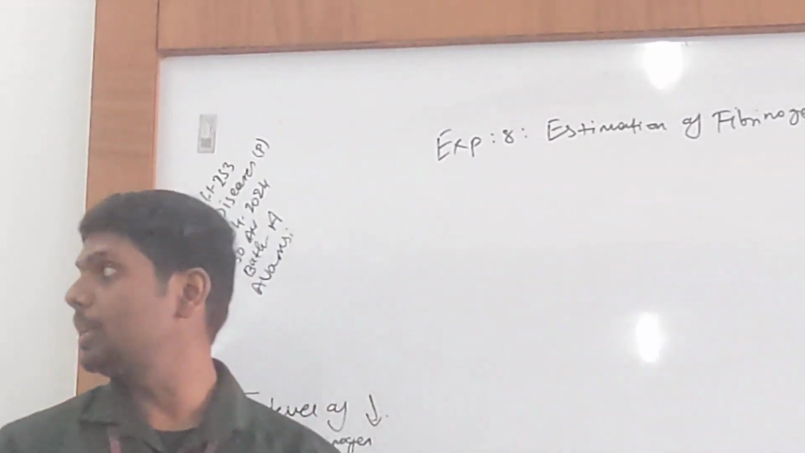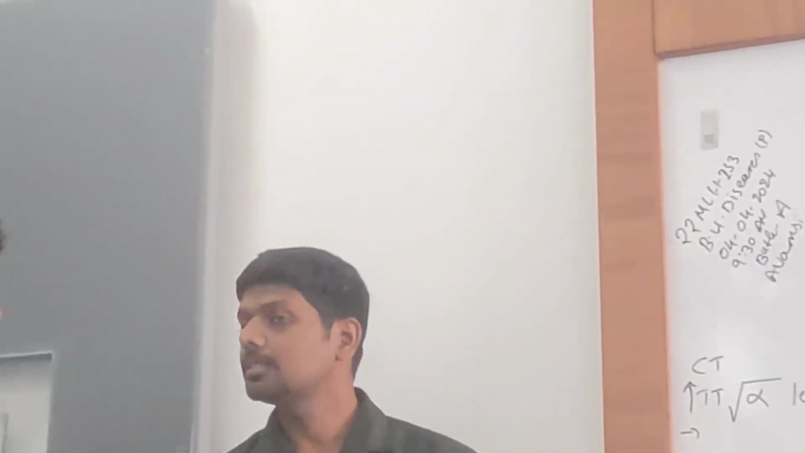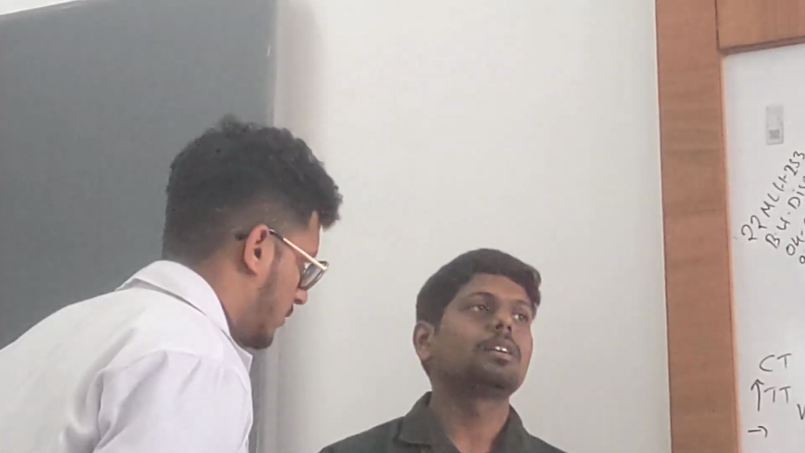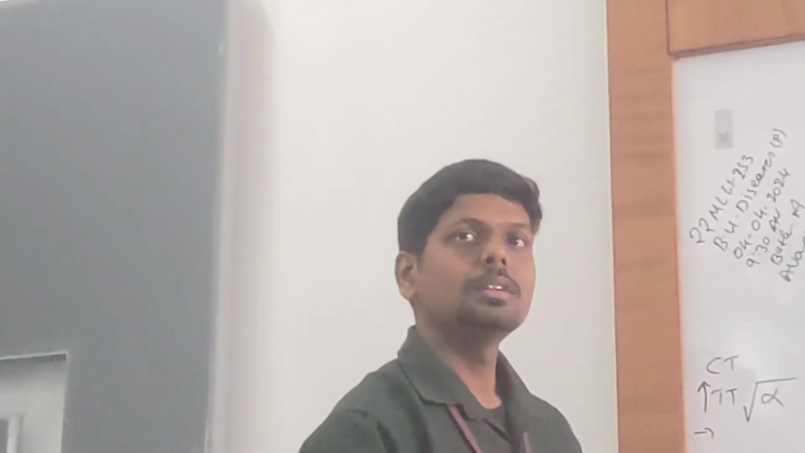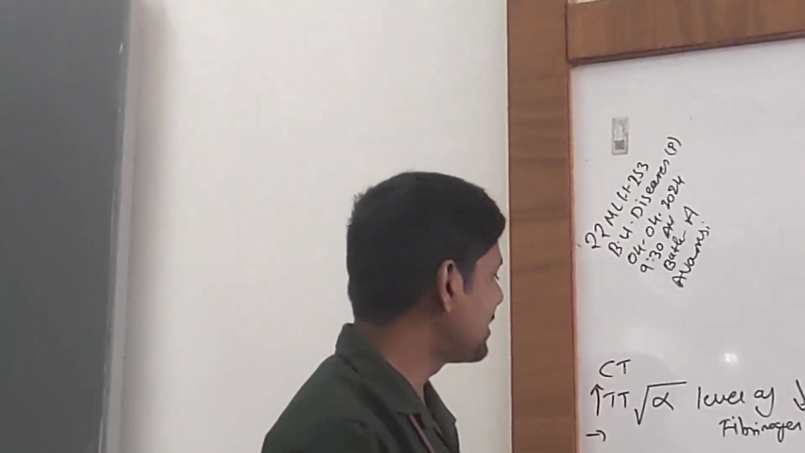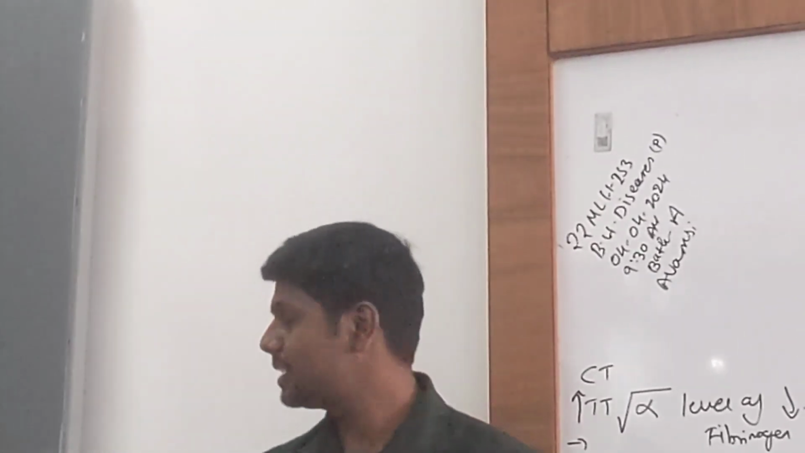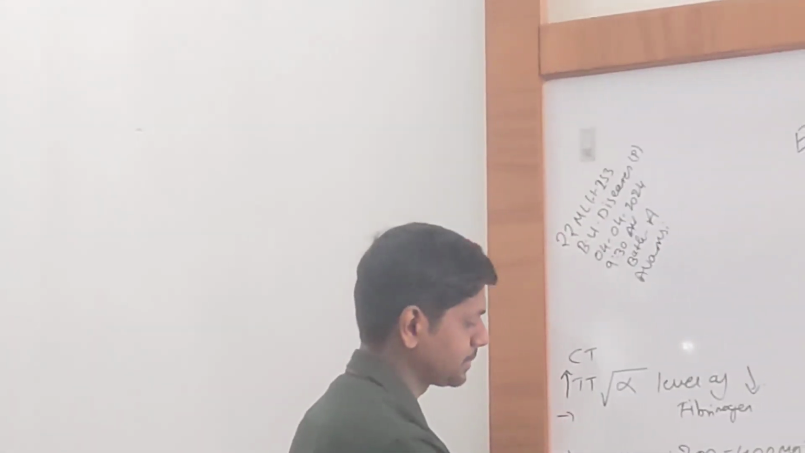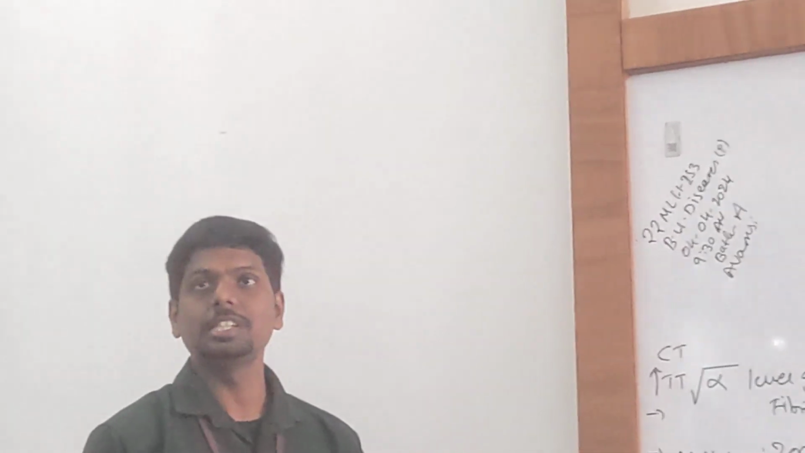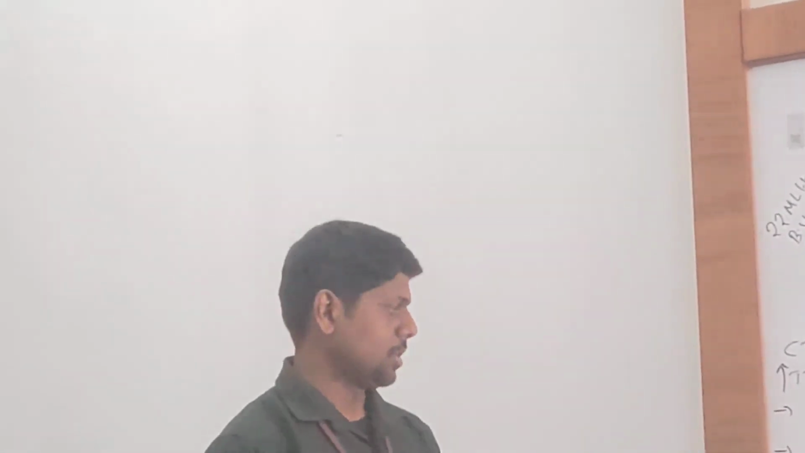What is the significance of fibrinogen? Yes, Mr. Akshay. Thrombin time is inversely proportional to the level of fibrinogen. Listen, fibrinogen is secreted by the liver. Okay.